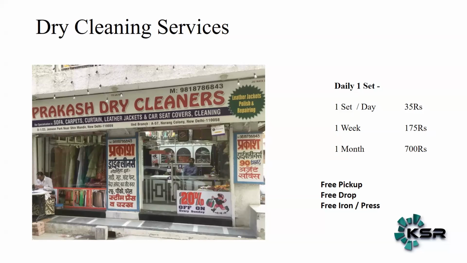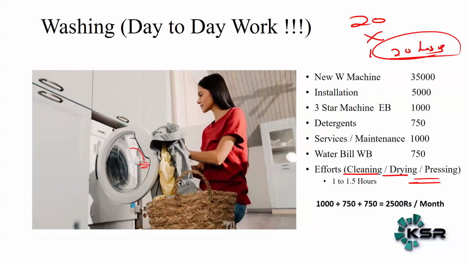So in a week, I wear for 5 days, 175 rupees per week. Per month, I am paying 700 rupees. And the good thing is, they will come, they will pick up, they will drop, they give it complimentary, they will iron everything. Wow, what a life. 700 rupees per month. Here, 1,500. 2,500. Forget about 2,500. I am losing 20 hours of time.